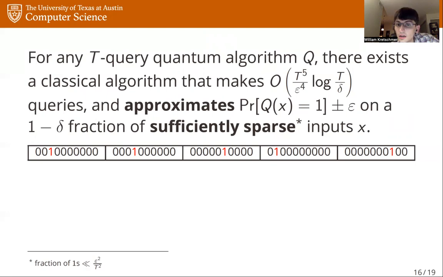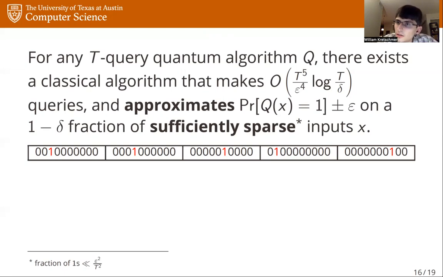By sufficiently sparse, we mean that if you view this input X as being divided into a bunch of blocks, then basically each block is almost all zeros, but contains at most a single uniformly random 1 in a single location.